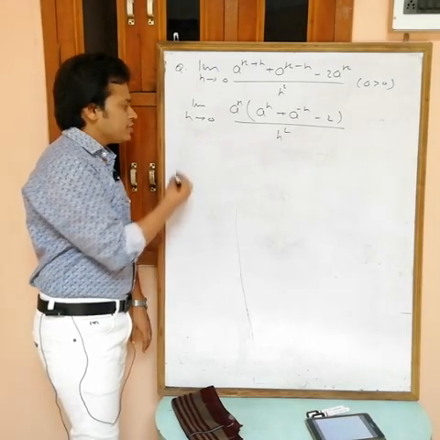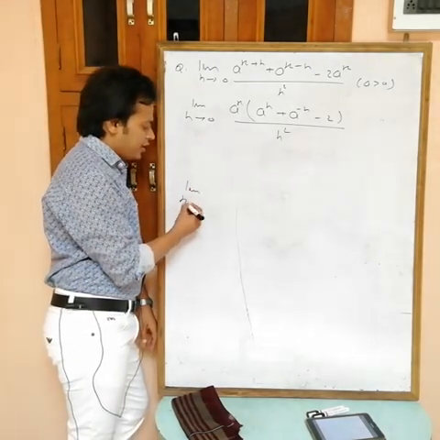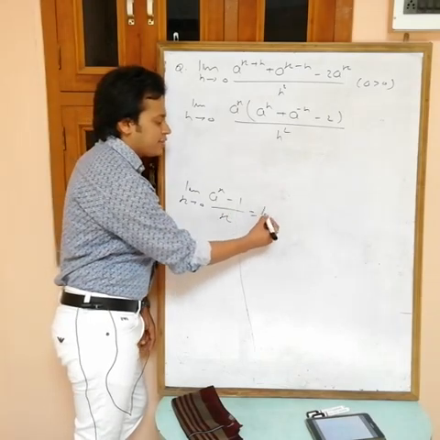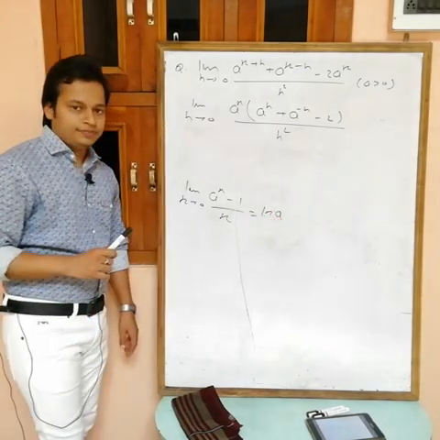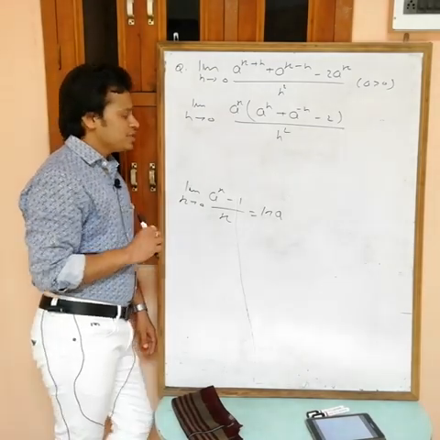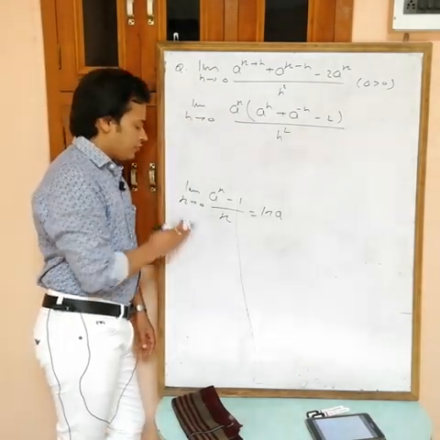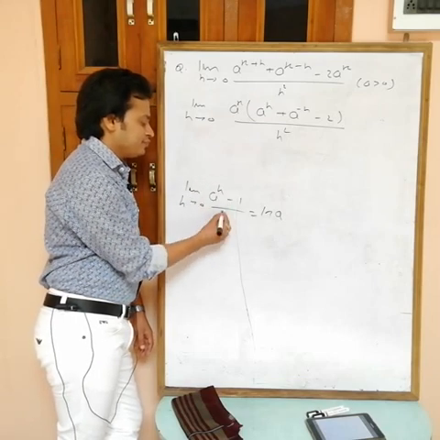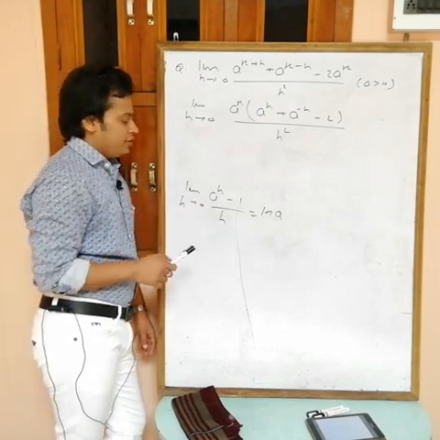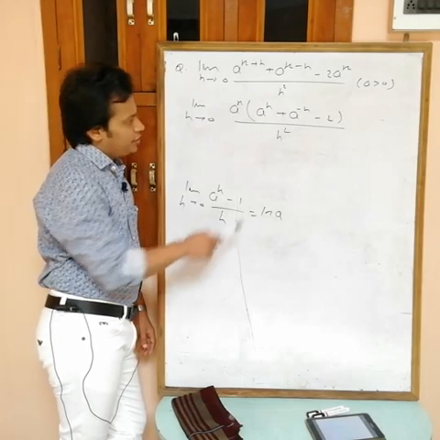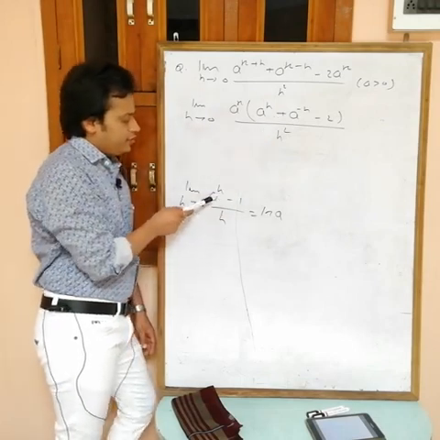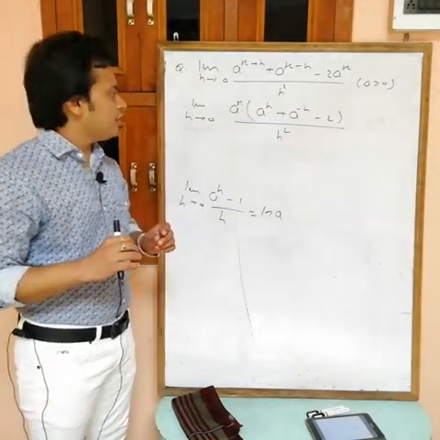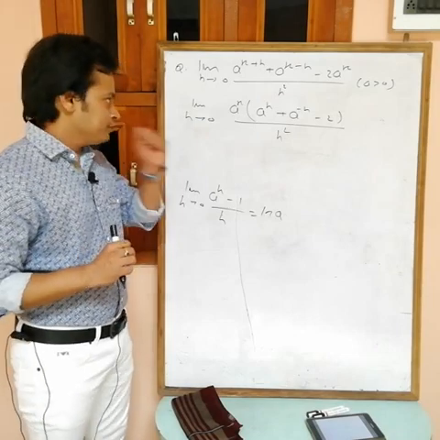Now we have the standard formula: limit x tending to 0, a power x minus 1 by x is equal to ln a. Okay, this is the standard formula. If the limit is for h, then replace x as h, and we have the value of this one. Now try to see, can you write this in this form? Here we have a power h minus 1 by h. It means I want this one in terms of a power h minus 1 by h.